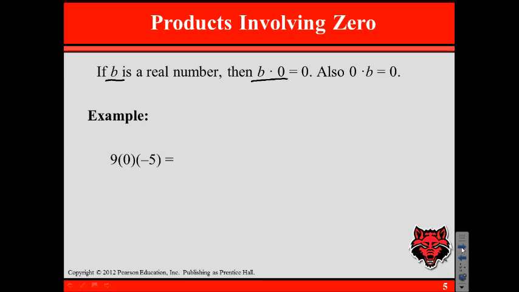Using the order of operations, when we have multiple instances of multiplication, we start from left to right. So we start with 9 times 0. Using the property we just discussed, 9 times 0 is 0. Now we work the last instance of multiplication. We have 0 times negative 5. And 0 times any number, positive or negative, will still be 0. So when your product involves 0, it doesn't matter how many other numbers or what numbers are involved, the product will always be 0.